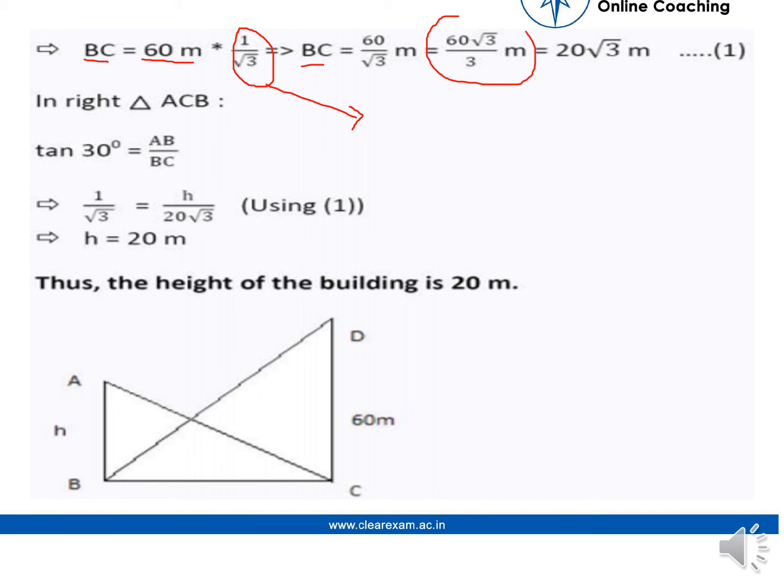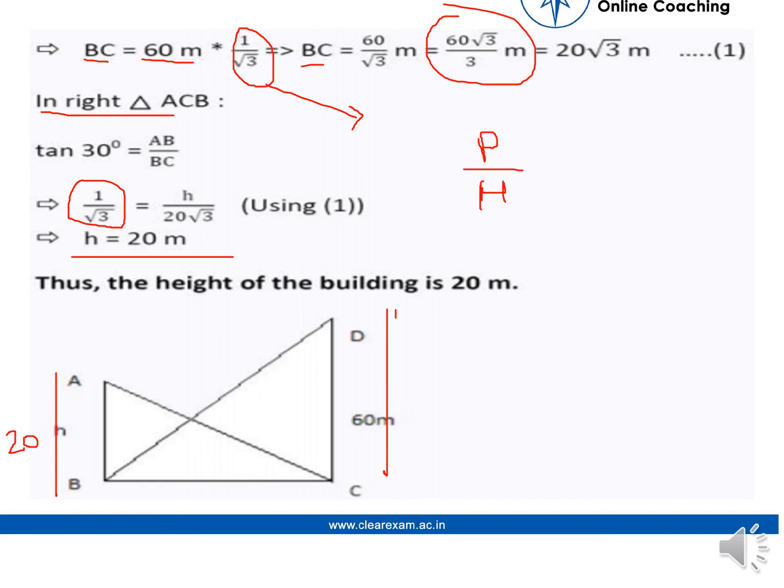That becomes like this. So in right angle triangle ABC, tan theta is P upon H. So that is equal to 1 by root 3. We also get this value from the trigonometric table. From that we can say that the height is 20 meters. Hence we can say that the height of this building is 20 meters, and we have already been given the height of this tower.